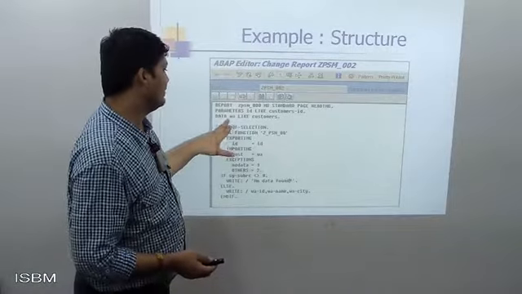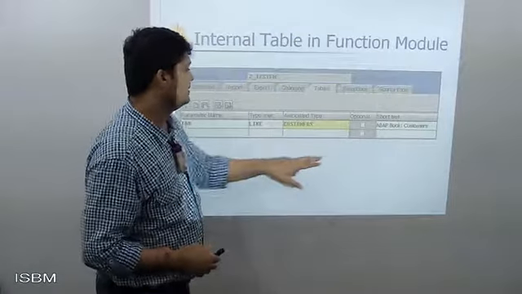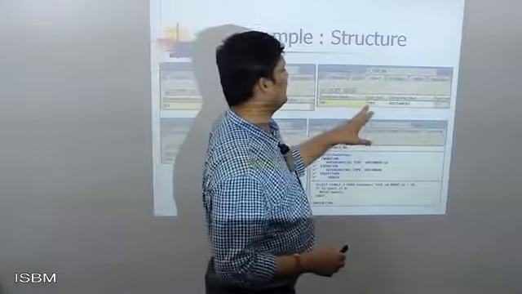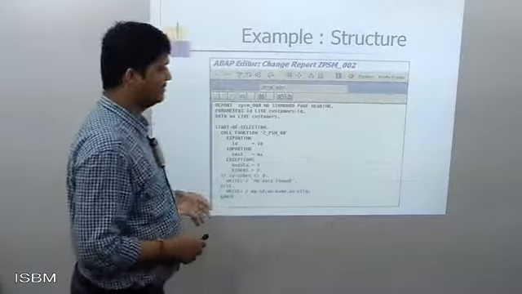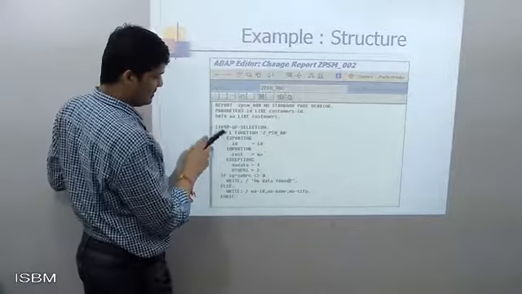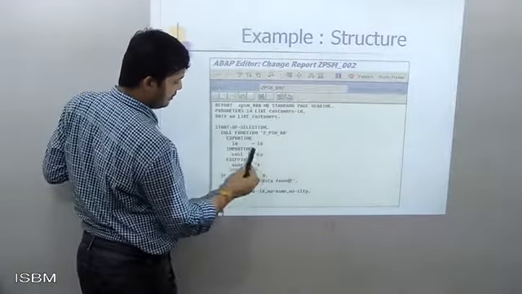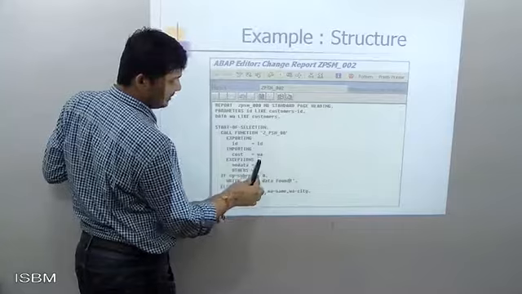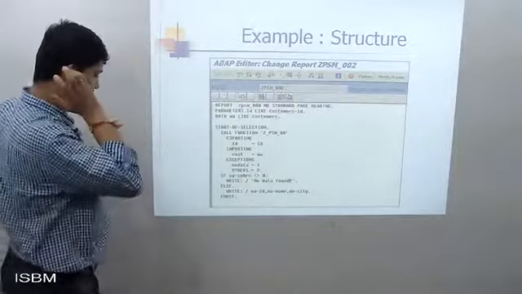Then here you can see the work area like customers. I have taken the work area type customer, so the same thing you need to write over here: work area like customer. Then again you start with the start of selection. Then call function, your function model, exporting ID, and it will give you the work area, which is the customer.